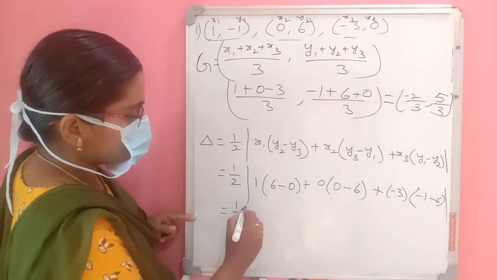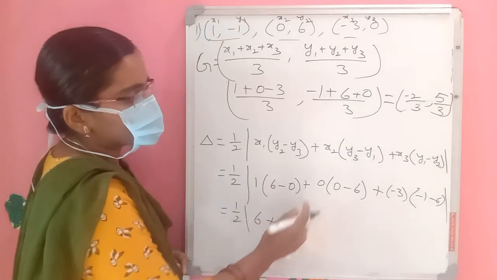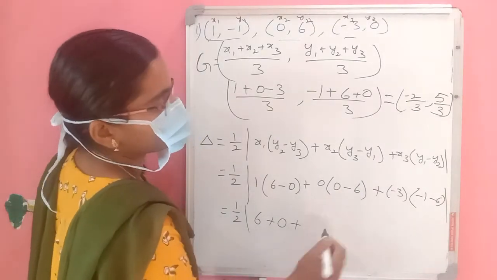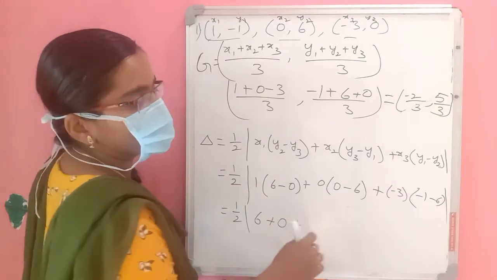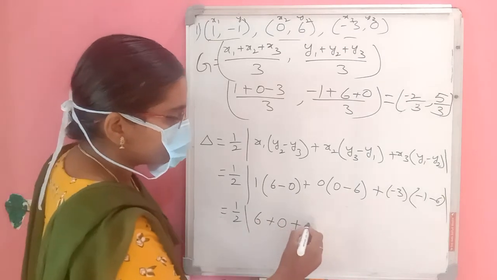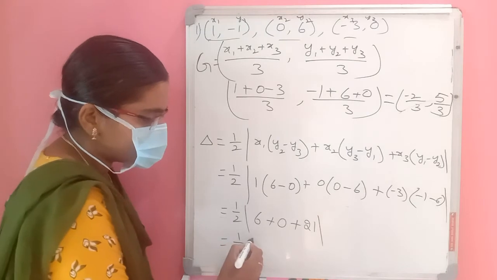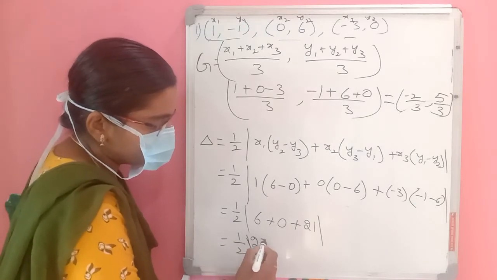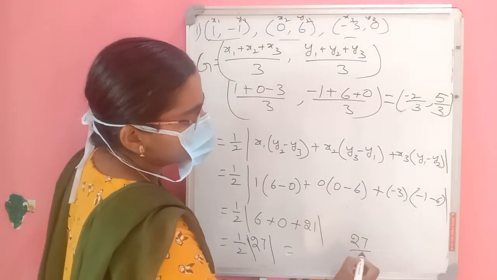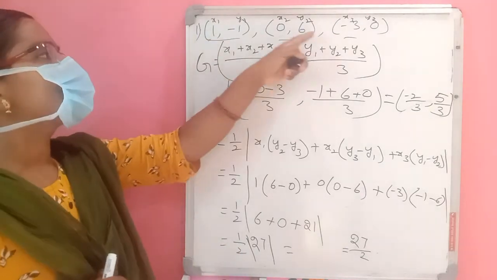So half modulus of 1 into (6 minus 0), which is 6. 1 into 6 is 6, plus 0 into anything is 0, plus minus 3 into (1 minus 6), which is minus 7. So minus 3 into minus 7. Minus into minus is plus, 3 sevens are 21. Modulus of 1 by 2 into (6 plus 21), that is 27. So mod of 27, 1 into 27 is 27 by 2. This is the area of the triangle with these vertices.